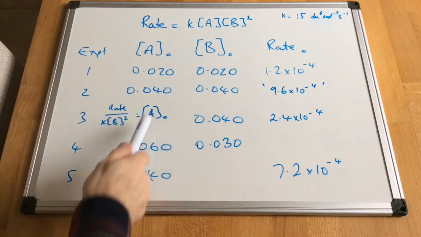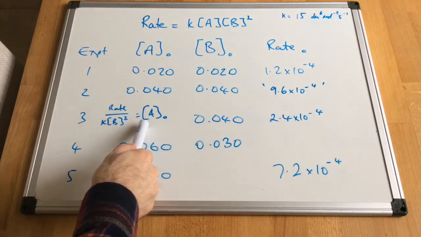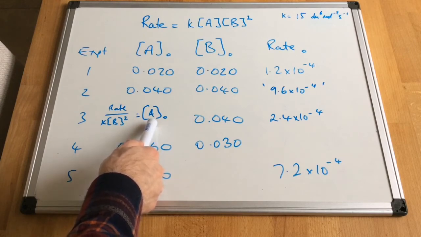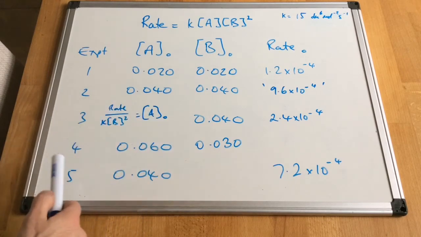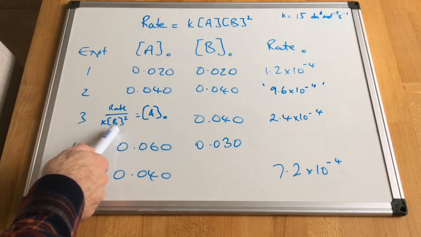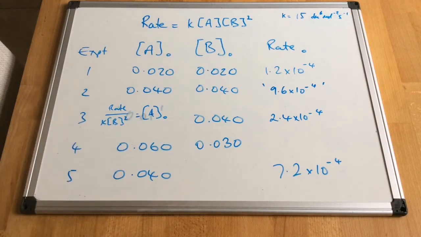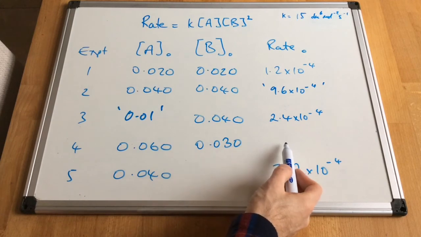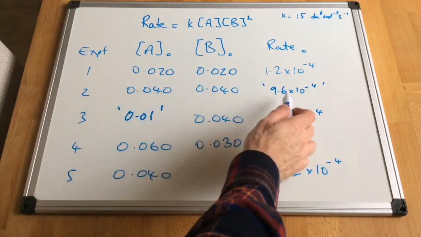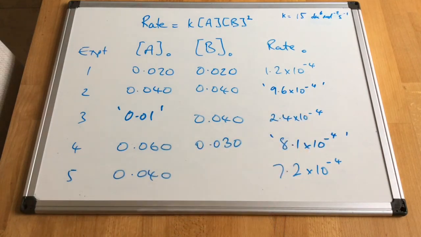For the next one, you can see I've rearranged the equation, so we've got the initial concentration of A equal to the rate divided by the rate constant multiplied by the initial concentration of B squared. And that's come out, you can see, at 0.01. The next one, so the missing initial rate for experiment 4, well, it's going to be exactly the same as the way we did this one here for experiment 2. You can see I've got 8.1 times 10 to the negative 4.